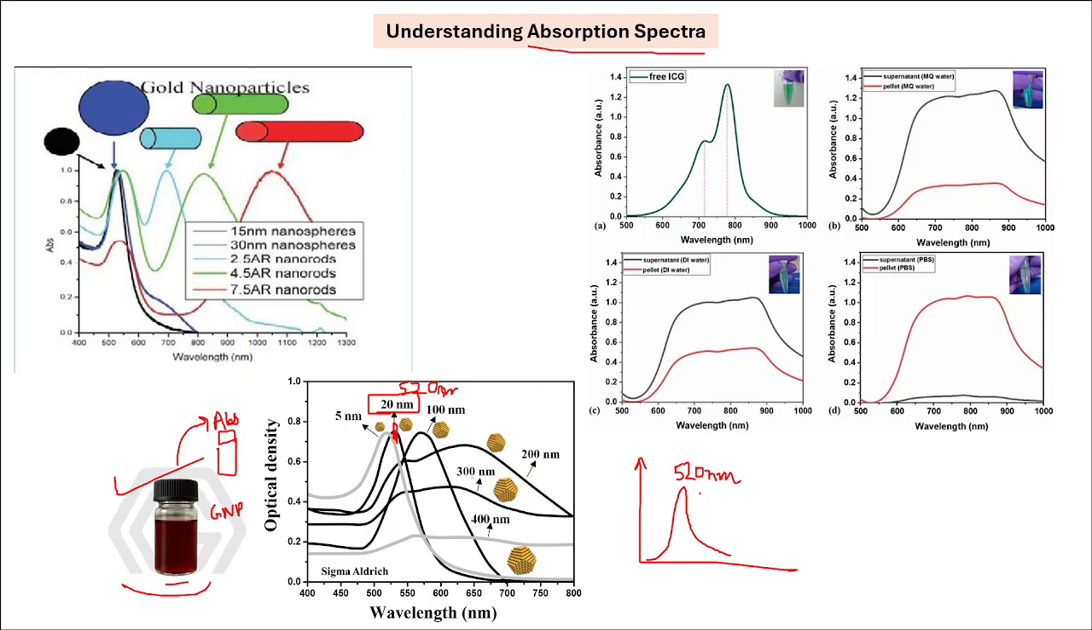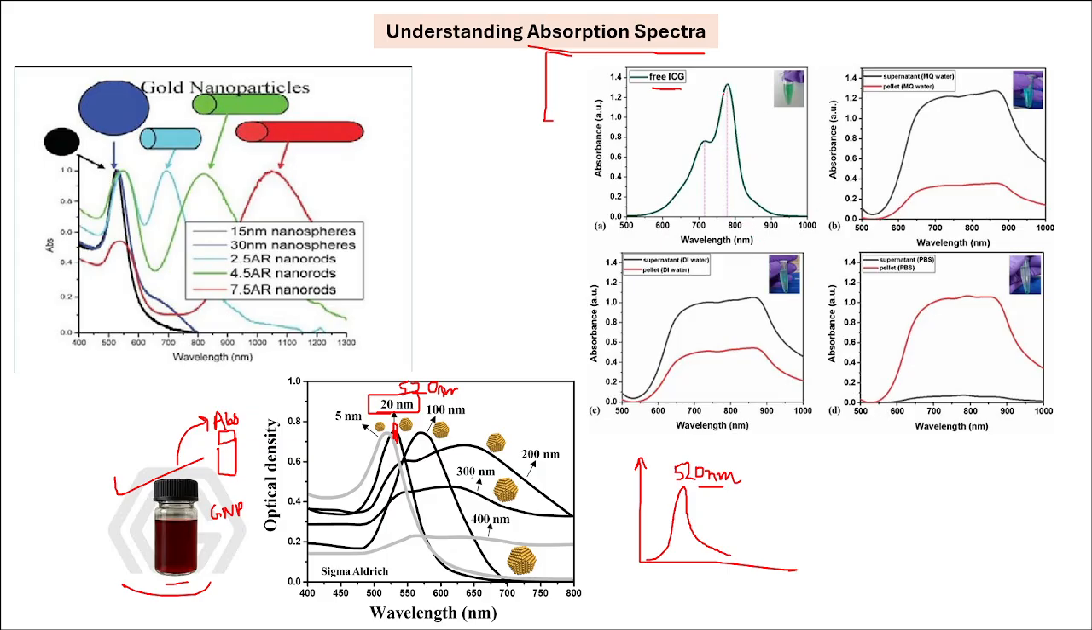So suppose you say, like, you got 520 nanometer absorption wavelength, and based on that you say that my nanoparticles, we can preliminarily say that the nanoparticles are in this range. Now this data is from one of my recently published papers. So suppose this is a free ICG. Okay, so this indocyanine green, basically it's a fluorophore. It's an FDA approved dye that is used for imaging.